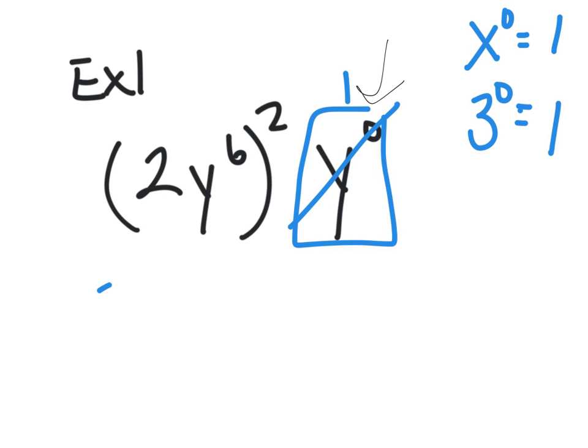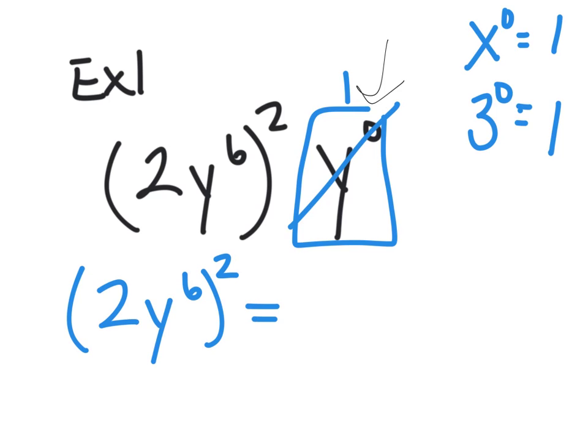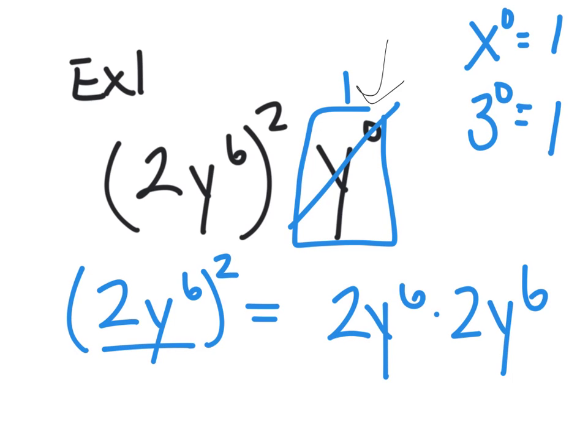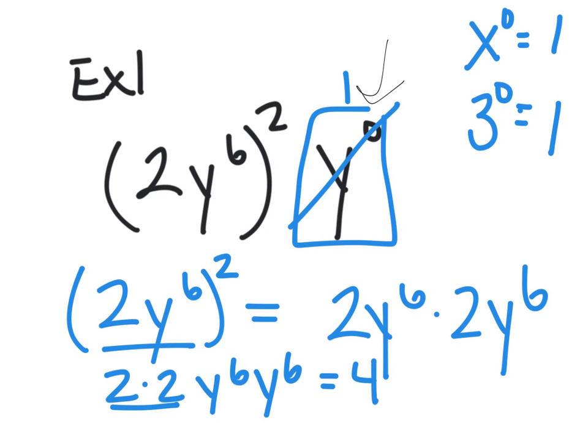So what you're left with in this problem is now 2y to the 6th power, all in parentheses, to the 2nd power. We're going to do what we've been doing: whatever's inside the parentheses gets written out twice, and then again reorganize, multiply the two 2's to get 4, and then y changes to y to the 12th power.